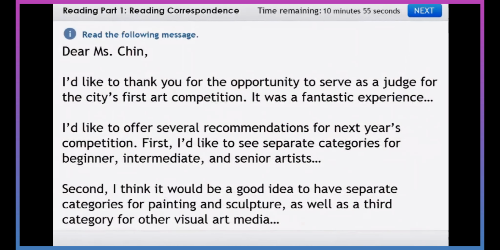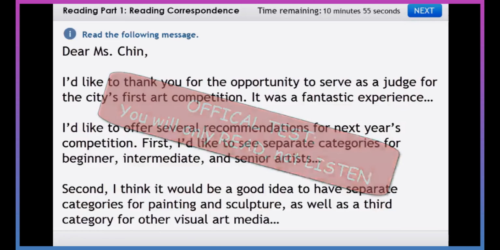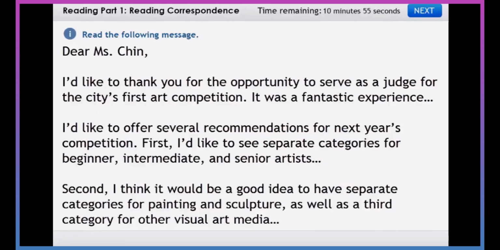This is a shortened version of an email correspondence about a local art competition. I'll read it aloud for clarity, but remember that on the official test, you will only read the text, you won't hear it. Here we go.